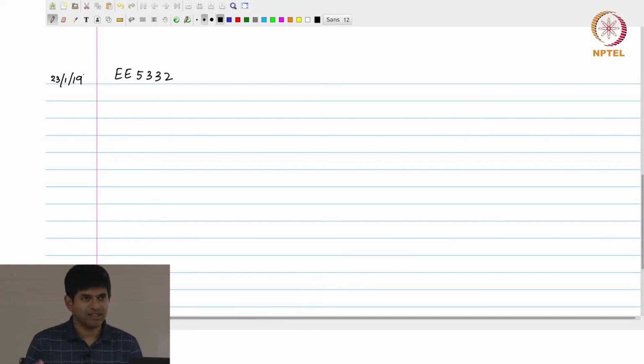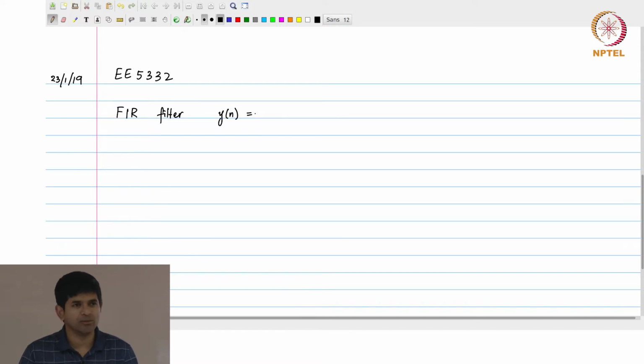So the example that we are going to look at is the so-called FIR filter, which is essentially defined by the equation y of n equals, I am going to take a very specific example of an FIR filter, a very trivial example. It has three coefficients: a times x of n plus b times x of n minus 1 plus c times x of n minus 2. A, B, C are some constants, some coefficients that have been defined based on some characteristics that we require the filter to have. X of n is the input.